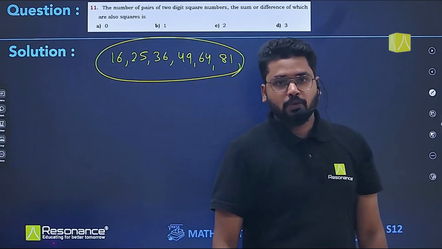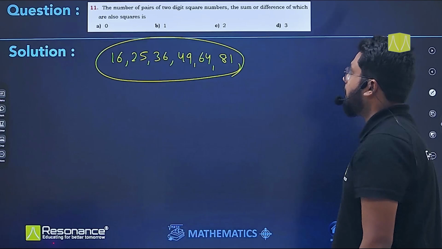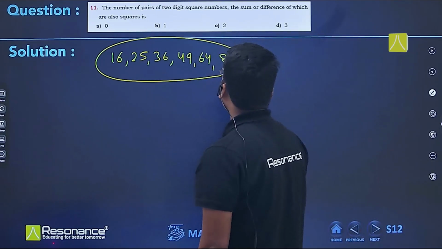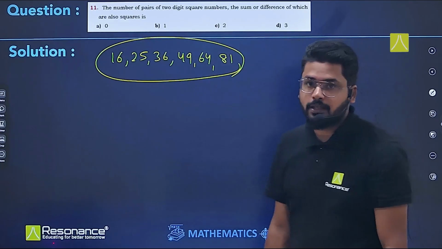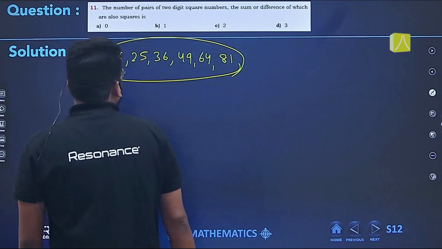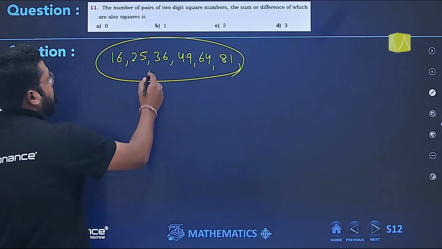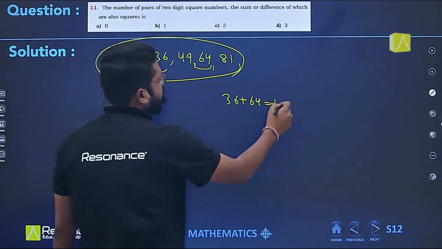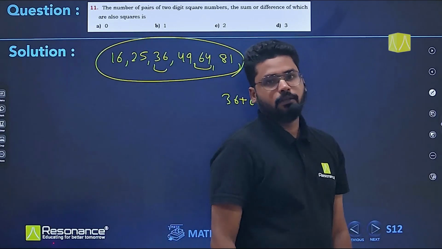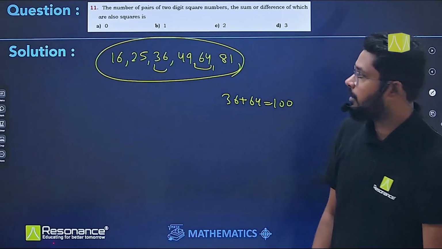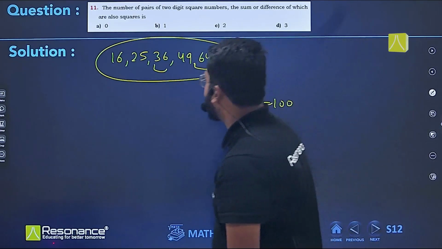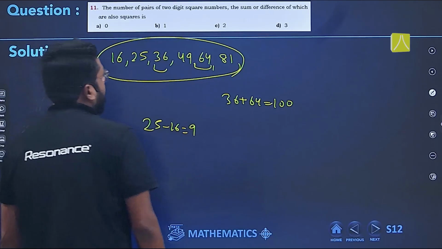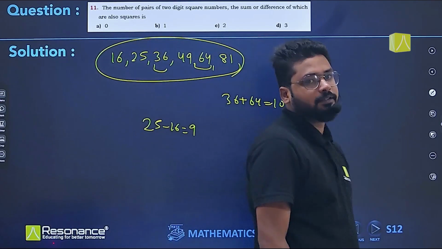But the question is saying the number of pairs of 2-digit square numbers, the sum or difference of which are also squares. First, if you see 36 plus 64, it is 100, and 100 is 10 square. We can take addition or subtraction. So that is the addition part. In the second, 25 minus 16 is 9, that is 3 square.